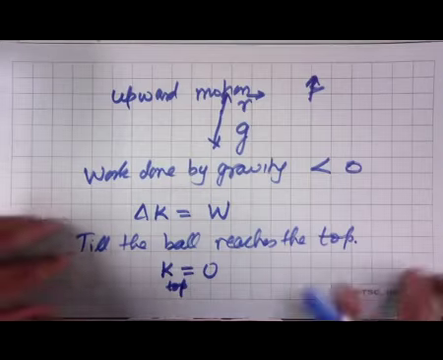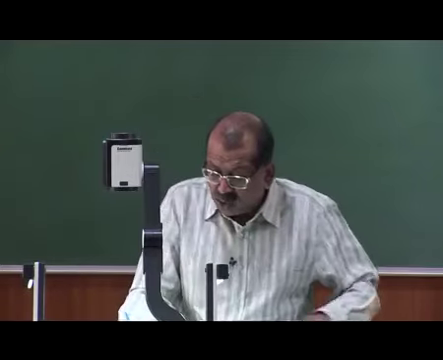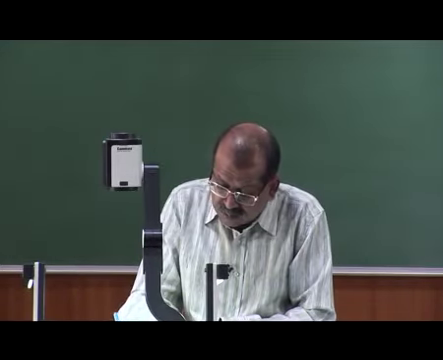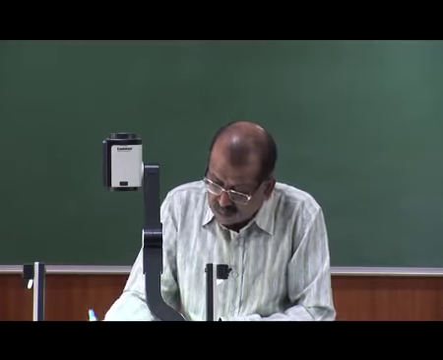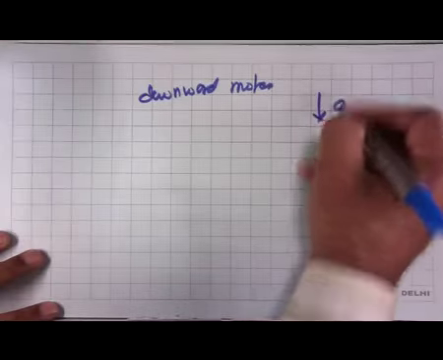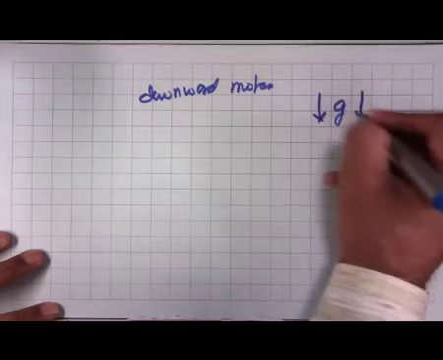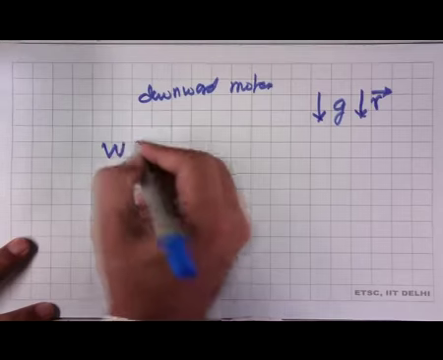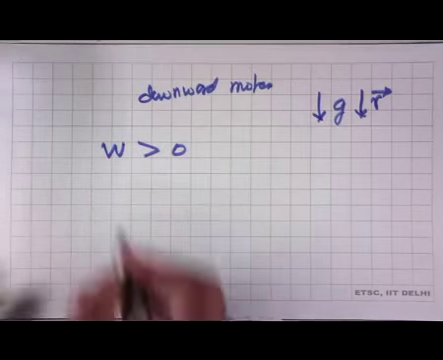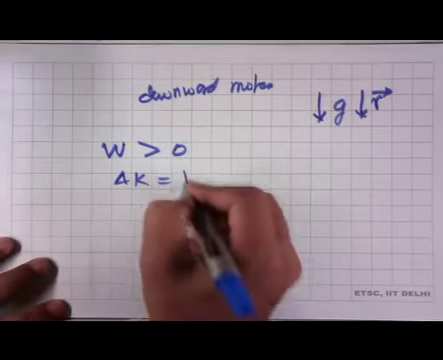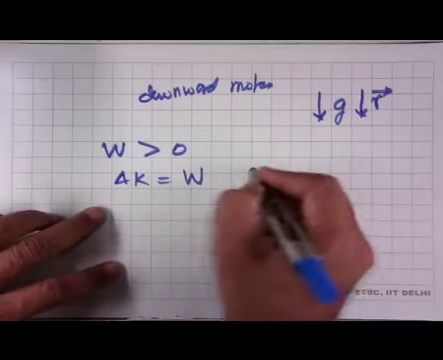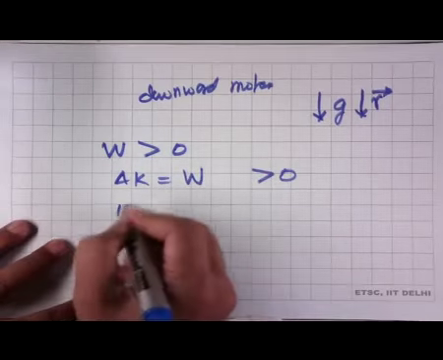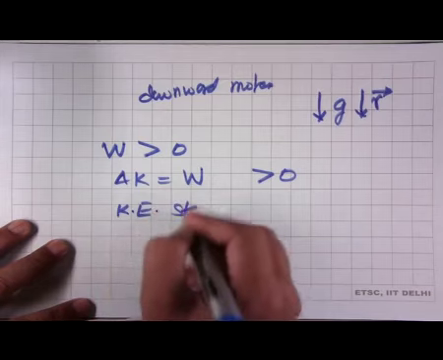Now, as the ball comes down in the downward motion, gravity is acting down and the displacement vector is also down. So, therefore, now the work done is positive, and change in kinetic energy, which is equal to work done, is also positive. That means the kinetic energy starts to increase.